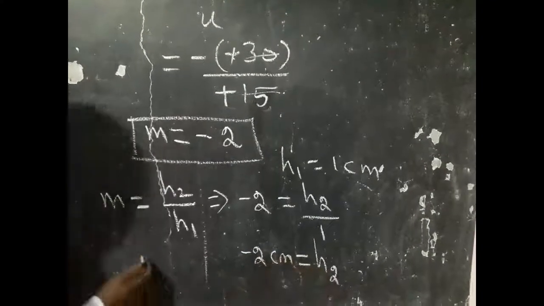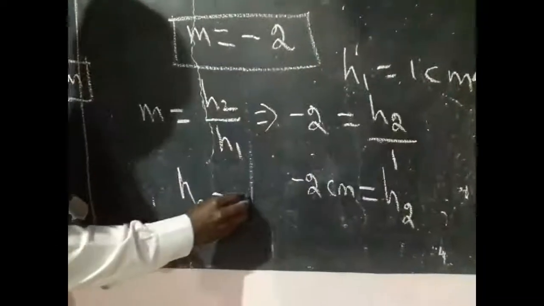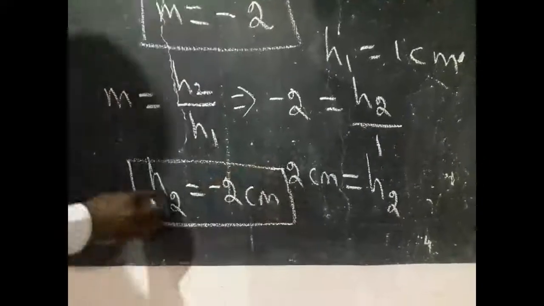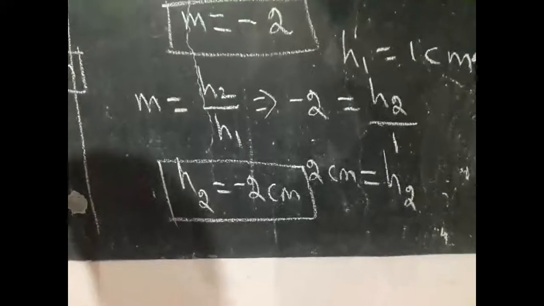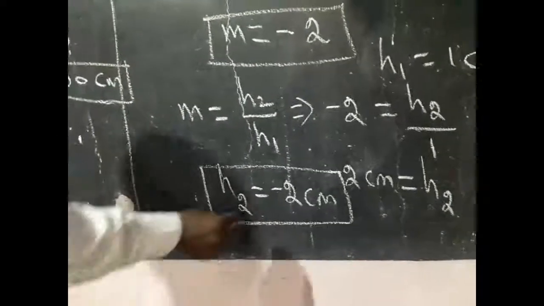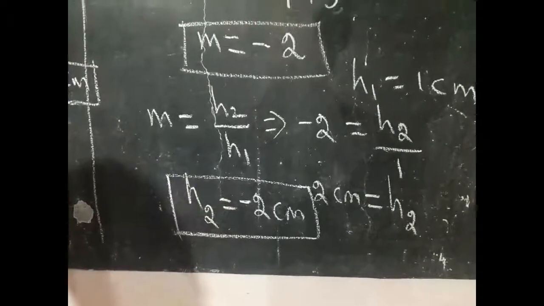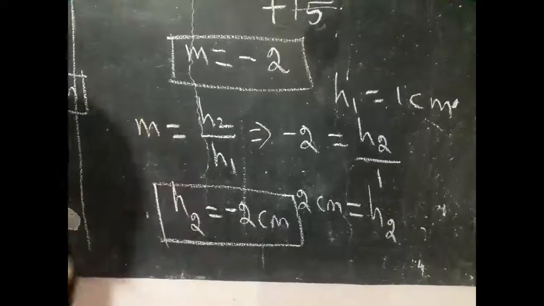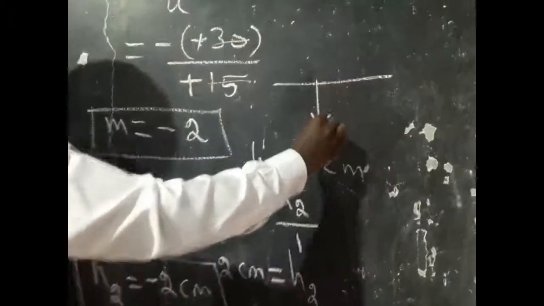Okay, so therefore h2, which is nothing but minus 2 centimeter. So this is h2. The height of the image is 2 centimeter. Here also the negative sign shows that the image is formed below the principal axis. So as we know, a minus term means below the principal axis.